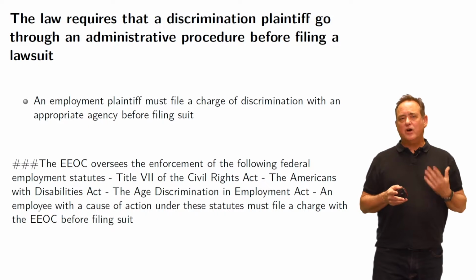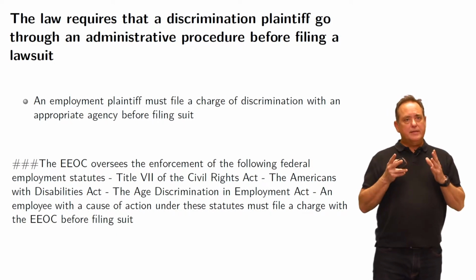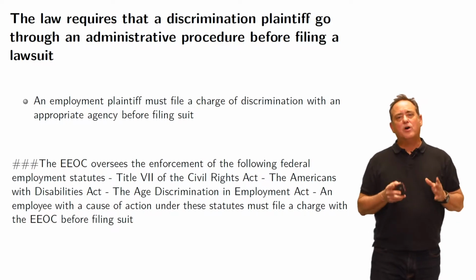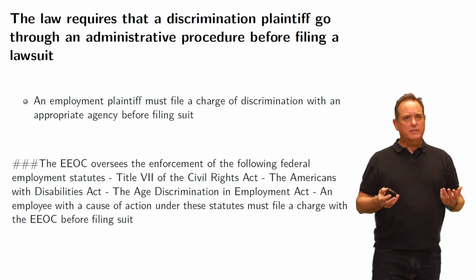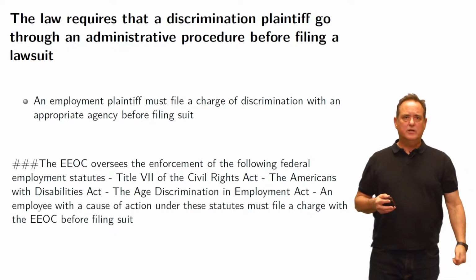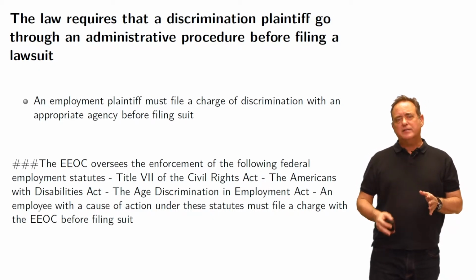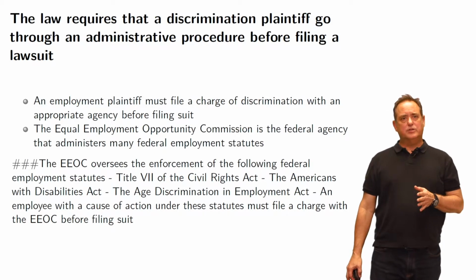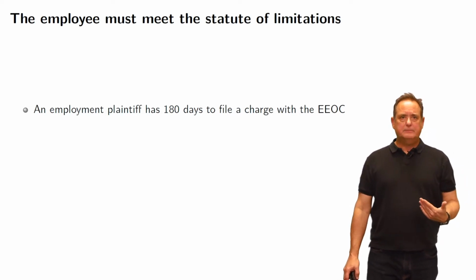Now, that appropriate agency is often the Equal Employment Opportunity Commission, the EEOC, which oversees a number of statutes having to do with discrimination. And what this rule requires is that an employee with a cause of action must file a charge with the EEOC prior to filing the lawsuit. This is unusual in the law. Ordinarily, with any other type of dispute, a tort case or a contract case, you simply file your lawsuit. But with discrimination cases, you have to go through this initial administrative procedure. And we do that by filing a charge with the EEOC.